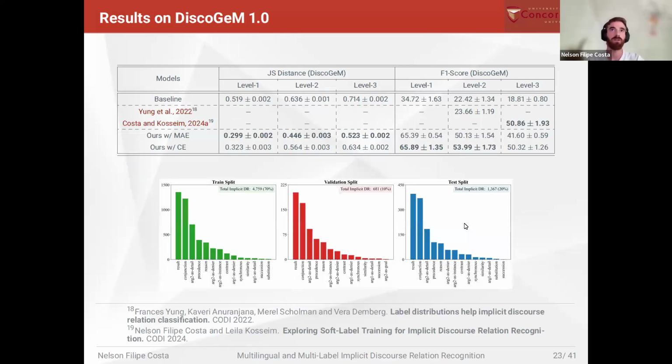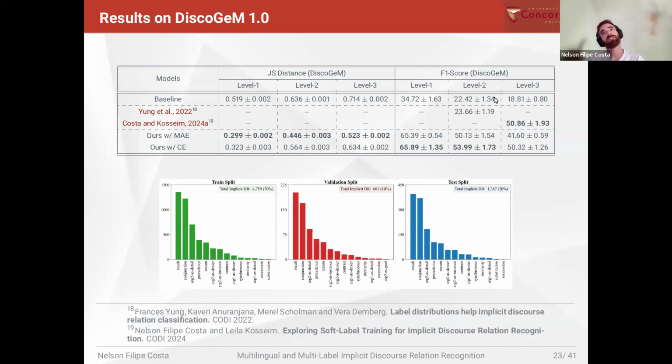And doing this, we evaluated our model on DiscoGeM 1. We evaluated our model in the multi-label setting and in the single label setting. As I said, we are the first ones to conduct IDRR on the multi-label setting, so we had no previous work to compare ours against. So we came up with our own baseline, which tries to replicate the annotation procedure of the DiscoGeM corpus, which is we have 10 individual classifiers trying to find a single label, and then we average these single labels into a distribution. And as we can see, our models trained with both mean absolute error and the cross entropy surpass the baseline considerably.